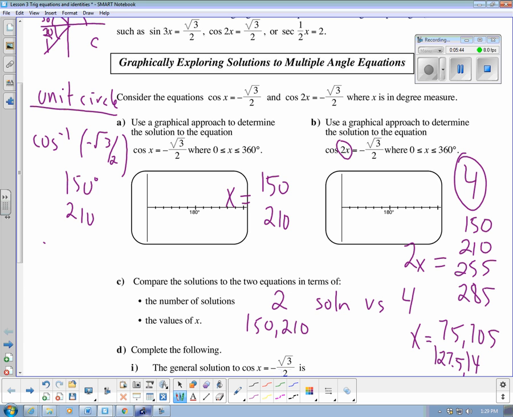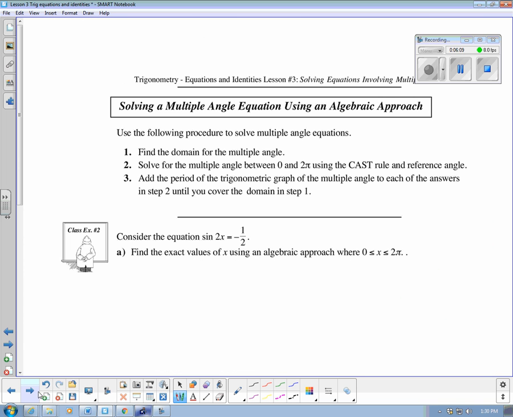Is this an okay method of figuring out answers? Do you want to graph every time? Not really. It works if you're stuck, but we want to look at an algebraic way of solving for this. So I'd like you to please turn to page 611, and we're going to try example A algebraically. Page 611.